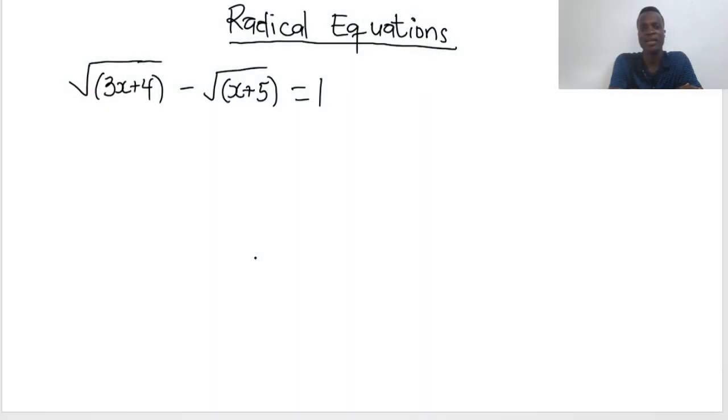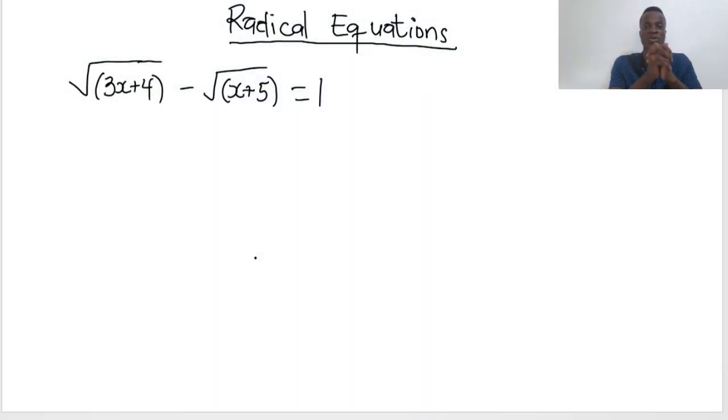Yes. So every equation that contains a square root in such a way that the variable that we are looking for is under the square root, that particular equation can also be termed a radical equation. So we are expecting that in a radical equation, the square root is involved, and also the variable that is involved is found under the square root. That's when we have a radical equation.